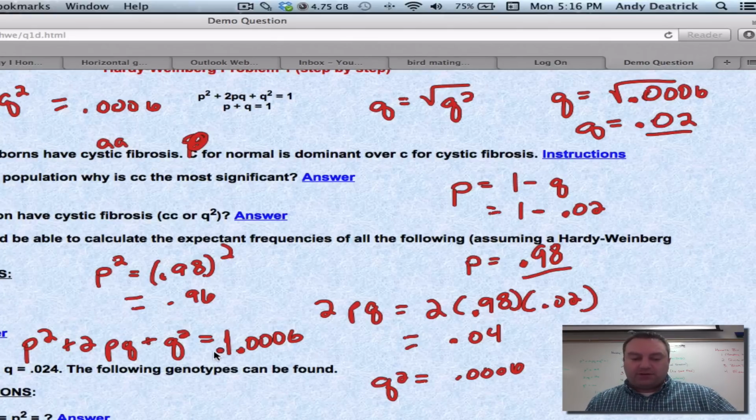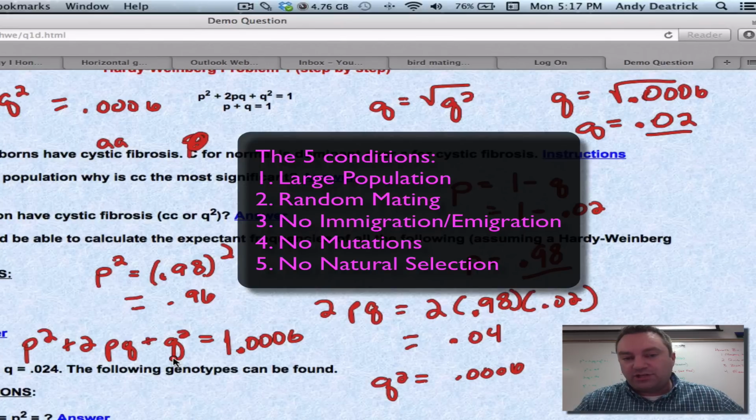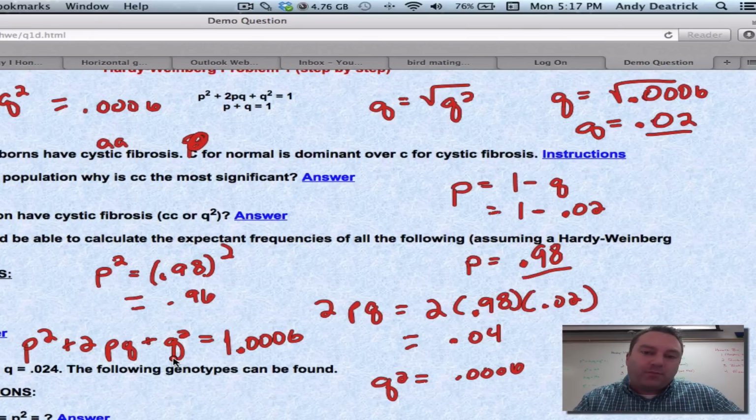Now, if we were to look at a next generation, and we would find out that maybe this number of Q squared increases, we would go back to our Hardy-Weinberg equilibrium conditions, and we would discover which of those five is causing this to happen. All right, and so the Hardy-Weinberg equilibrium principle gives us a mathematical model to measure how and how fast evolution is occurring. And plus, when we have those five conditions, we have a reason for this to happen.